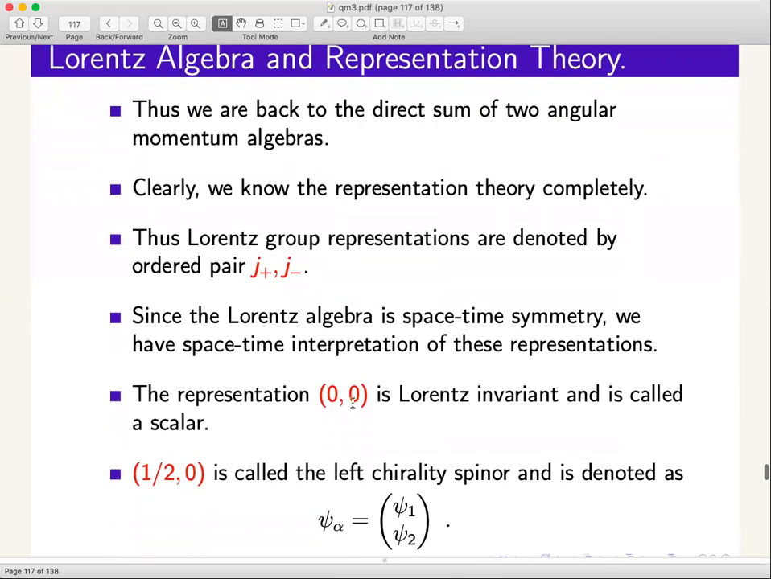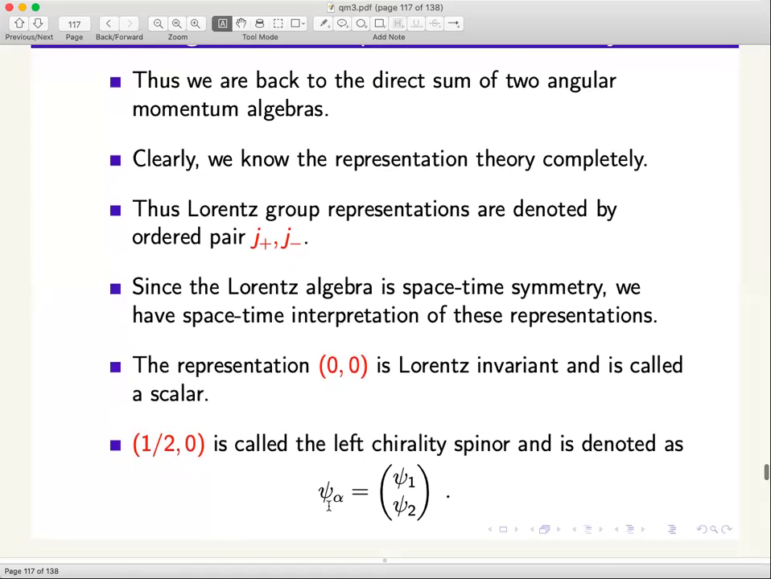If you look at the (0, 0) representation, J plus is 0 and J minus is 0, then it is Lorentz invariant because it doesn't transform under either J plus or J minus. If it doesn't transform under these, it doesn't transform under any way you write down the Lorentz generators. That quantity is what we call a scalar. If it transforms as half with respect to J plus and 0 with respect to J minus, then we call it a left chirality spinor. This is just a convention; you could have called it a right chirality spinor, but it doesn't matter. It is denoted psi_alpha, and it's a two-component spinor.